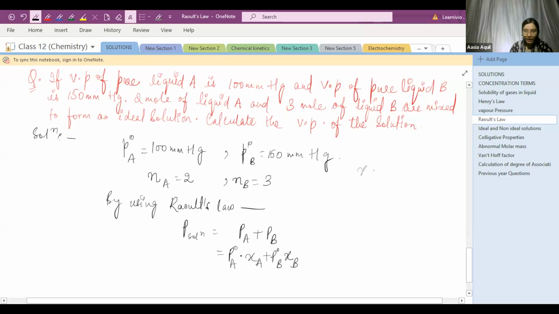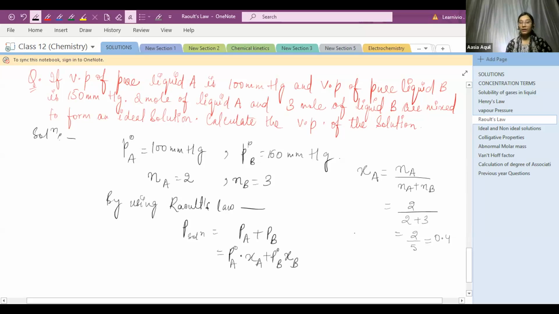Mole fraction of A is equal to number of moles of A upon the number of moles of A plus number of moles of B. That's the formula of mole fraction, right? So now just calculate it. Number of moles of A is given, 2, upon the number of moles of A, which is 2, plus 3, means 2 upon 5. The mole fraction of A is 2 upon 5, means 0.4.